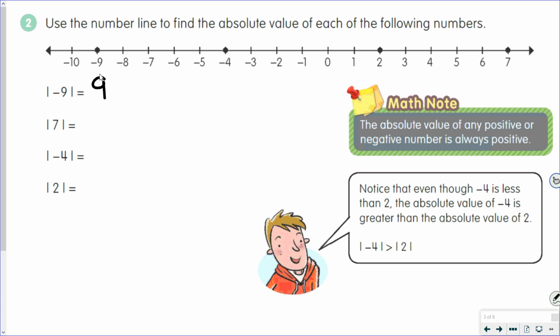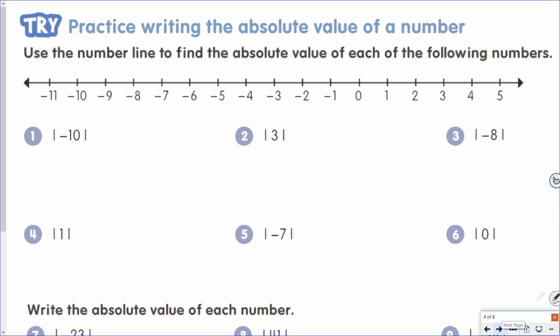So if we're looking for the absolute value of -9, well, that's 9 units away. Absolute value of 7 is 7 units away. Absolute value of -4 is 4 units away. And the absolute value of 2 is 2 units away. Over here, we have a young man saying that, notice that even though -4 is less than 2, the absolute value of -4 is greater than the absolute value of 2. The absolute value of -4 is 4. The absolute value of 2 is 2. And 4 is greater than 2.